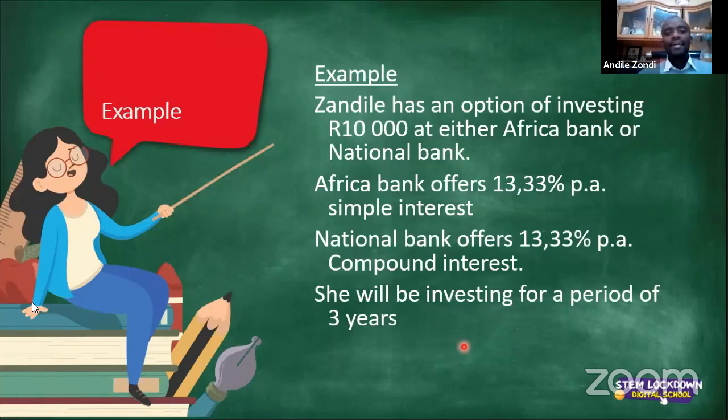Okay, here's an example. Zandile has an option of investing 10,000 at either Africa Bank or National Bank. Obviously, these are my banks. You don't know these banks. I know them. Africa Bank offers 13.33% PA, per annum, simple interest.